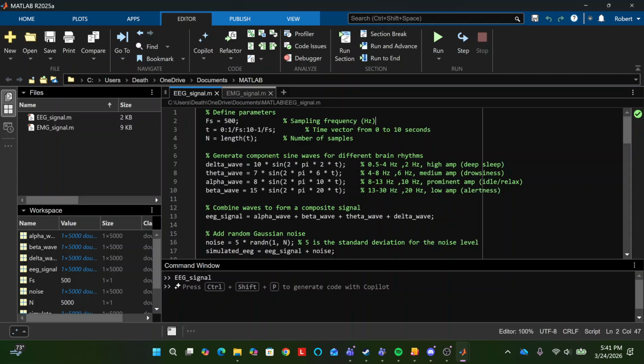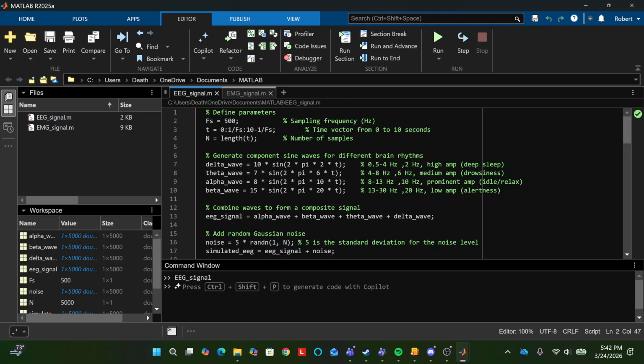So we have our high amplitude, we have our medium amplitude, we have our prominent amplitude, which is our normal, and then we have our low amplitude. Our prominent amplitude is our standard wave, our alpha wave, and these are all sinusoidal waves that are created. Our alpha wave is our ideal normal wave. What I mean by that is this wave is when we're relaxed and we're idle.